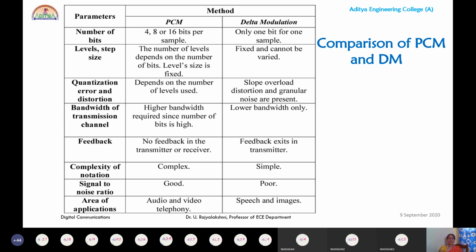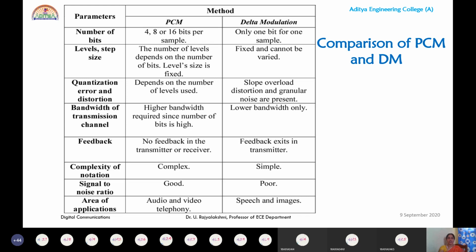Now what about complexity? The circuit is complex in the case of PCM because the encoding and decoding process is complex. We have to do source encoding and channel encoding, because after encoding we need to detect the error bits and correct them. So the circuit is complex in the case of PCM, but in the case of delta modulation the circuit is simple because we don't have encoding and decoding processes.